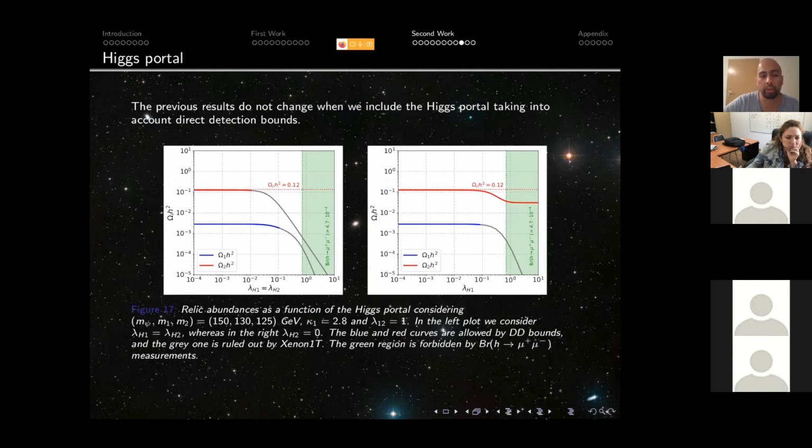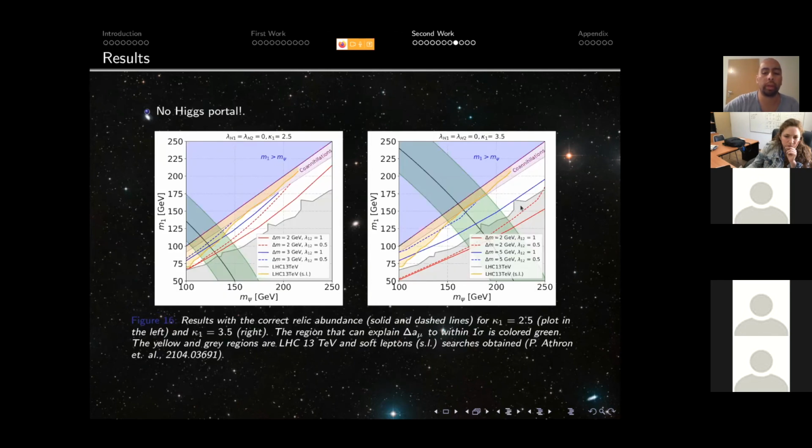Here, this is just what happens when you turn on the Higgs portal. If you are interested, you can see the paper in which we explain a little bit more about this. But basically, when the Higgs portal is open and at the same time you consider the direct detection bounds on it, you will find that there are no deviations on the results that we have found in the first place.